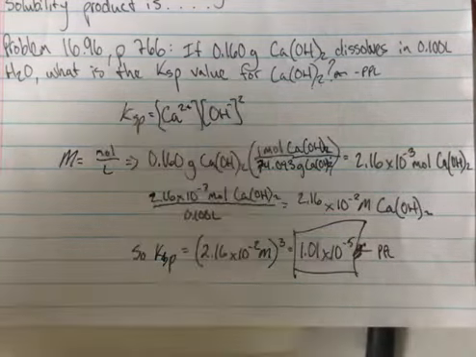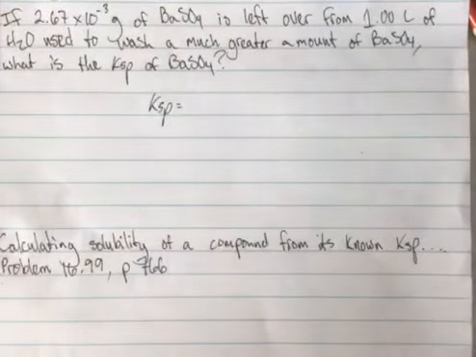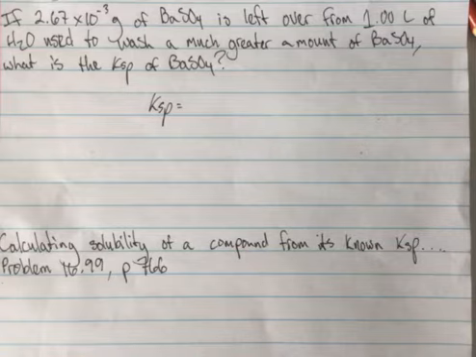All right, on to the next problem. It's a similar kind of example. If 2.67 times 10 to the minus 3 grams of barium sulfate is left over from 1 liter of water used to wash a much greater amount of it, what is the KSP of barium sulfate?